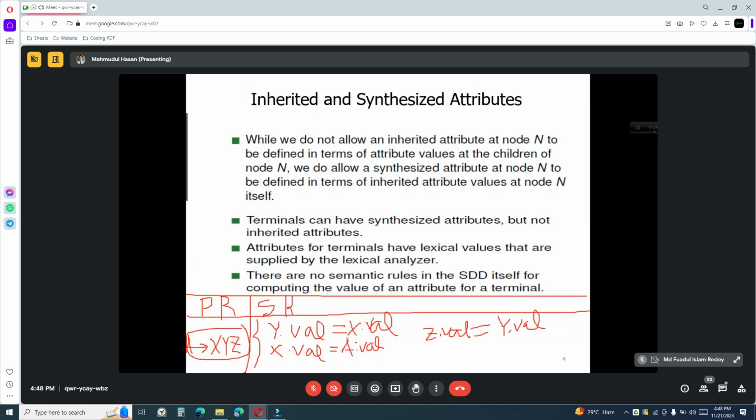And what is the semantic rule? The value of x is assigned to the y value. That means the value of y comes from siblings. So this is actually an inherited attribute. Look here, the y value goes to the z value, so again the z value comes from siblings.